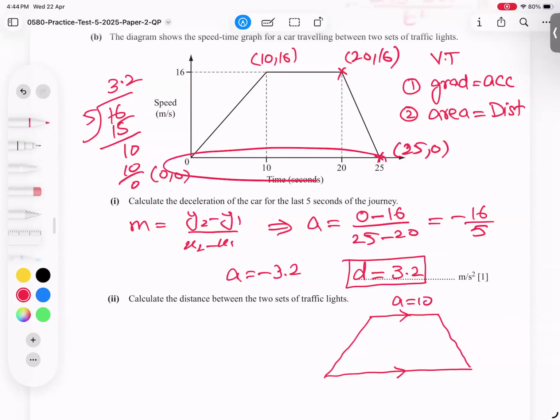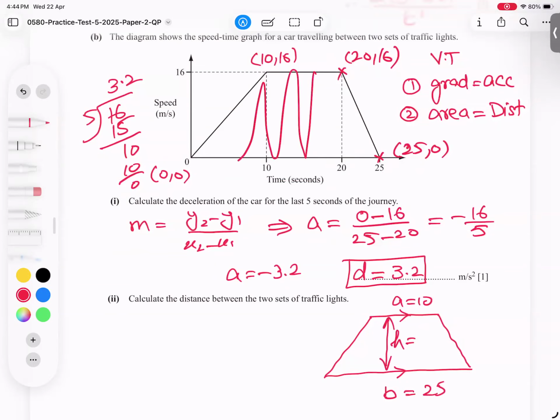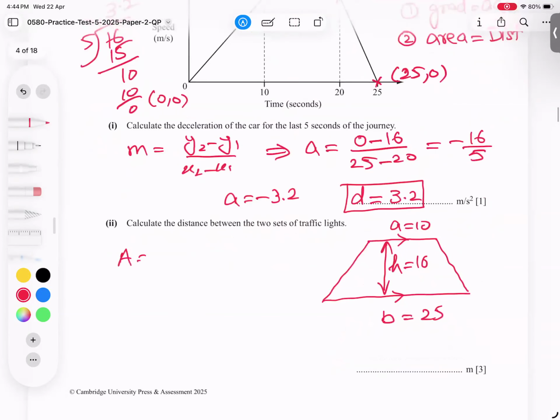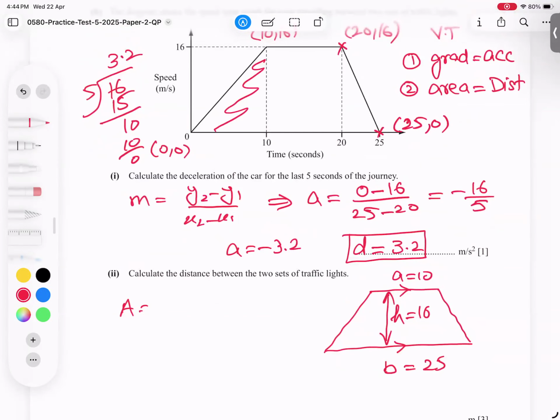And this gap is 25, we can take it as B. So B is 25. And the gap between them is called the height, and that height is 16. And now applying the formula. You have another choice, students: triangle area plus rectangle area plus triangle area. Correct as well. Okay, half into H into A plus B.